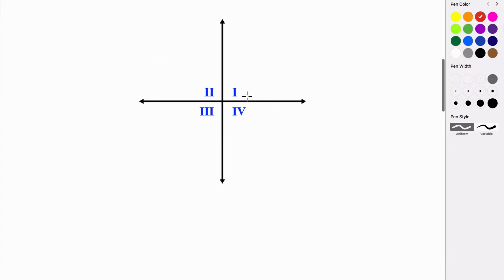In this video, we're going to look at how to draw an angle in standard position. Before we can do that, we need to consider the coordinate plane. So when we're looking at the coordinate plane, we have quadrants 1, 2, 3, and 4. We have to consider what is the measure at each axis in the coordinate plane.